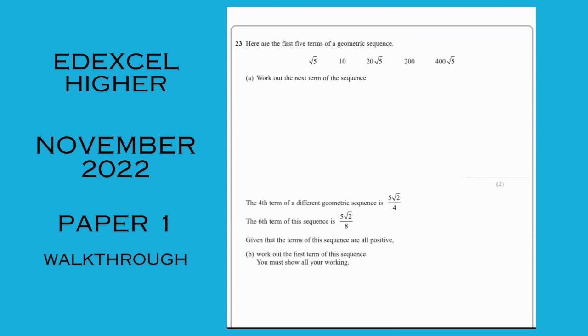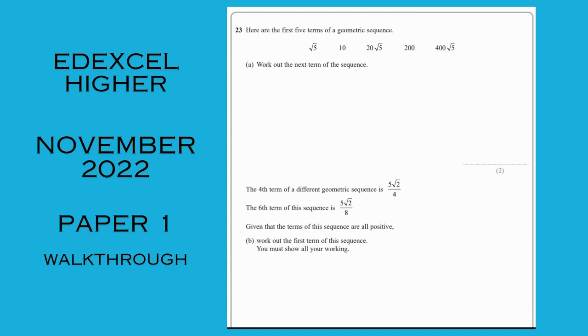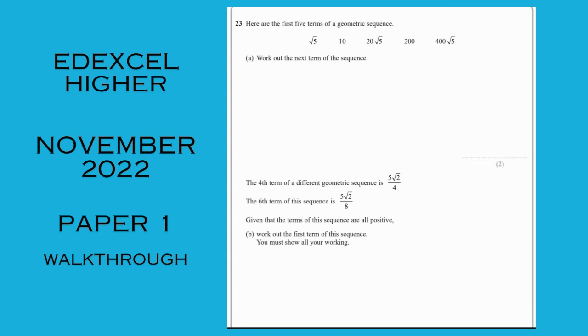So, not a very friendly question, 23. Not only is it geometric sequences, it's basically a surds question. Now, to work out the next term, you need to know what you're multiplying by. You need the common ratio. To find the common ratio, you divide consecutive terms. Might as well pick the simplest.